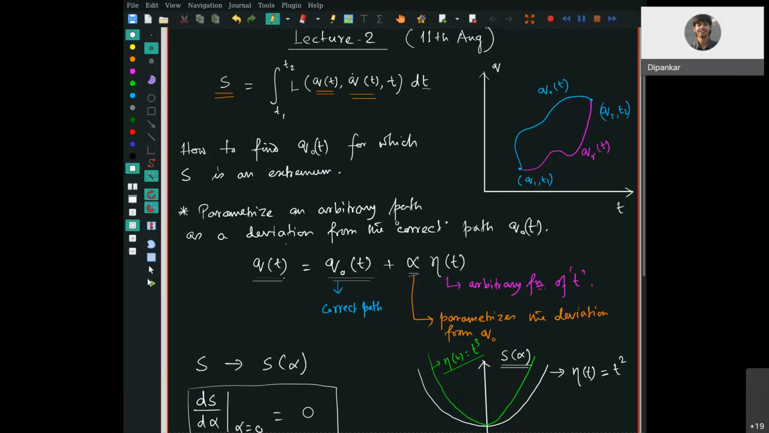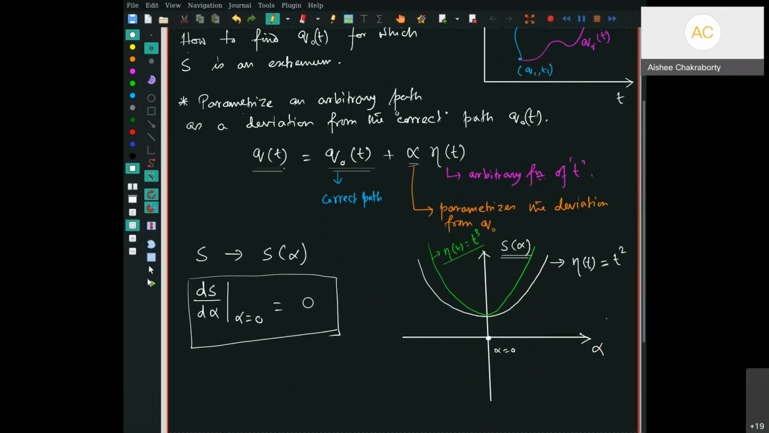Actually, in the graph you have drawn, S alpha versus alpha, you have drawn a graph like a shifted parabola. It's not denoted as a parabola. It can be any other stupid graph. The thing is that at alpha equals 0, this S has an extremum. That's the thing. The only feature you should take from here is that at alpha equals 0, the S has an extremum.